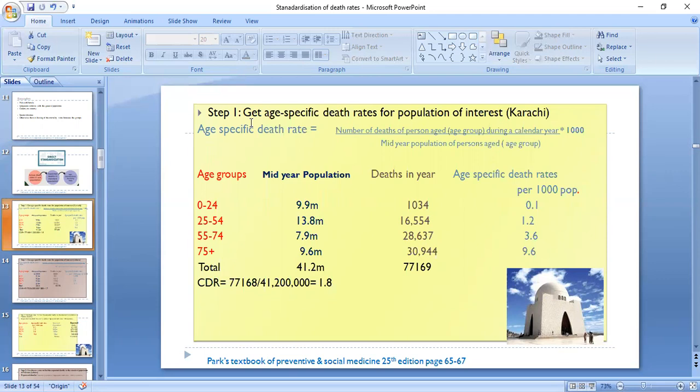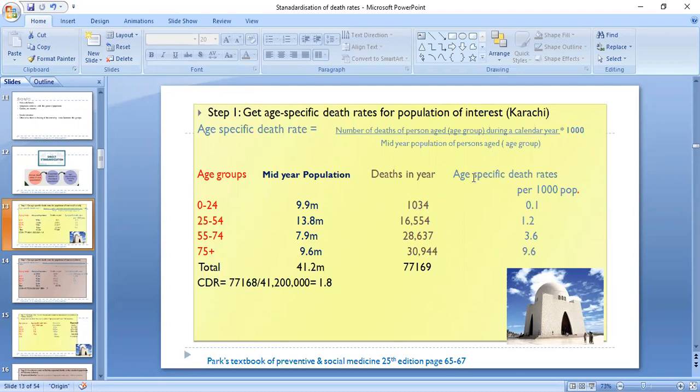For example, as we are taking the population of Karachi, the formula for calculating the age specific death rate is the number of deaths of persons of that particular age during a calendar year divided by the mid-year population of persons of that age group, multiplied by 1000. As we can see, we divide the data into different age groups: 0 to 24, 25 to 54, 55 to 74, and 75 and above. The mid-year population is 9.9, 13.8 and so on, and the deaths are these.